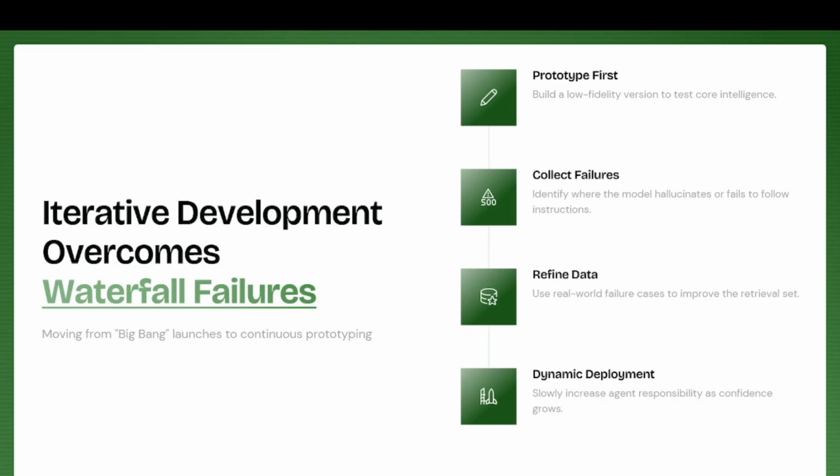So these are very, very important. You must collect this user feedback, failure feedback, very, very important, not only success feedback. Then you refine the data. After collecting the failure, you act on the failure, and then you use the failure to refine the data. Use real world failure cases to improve the retrieval set, so you can go back to your retrieval augmented generation.